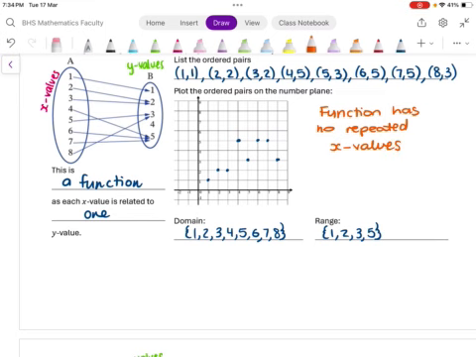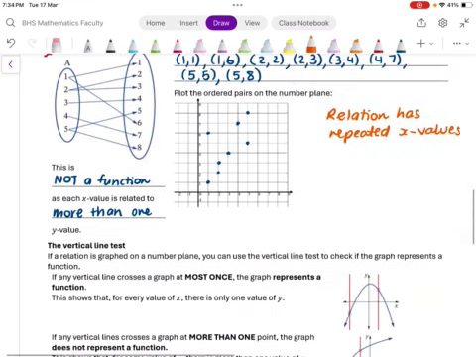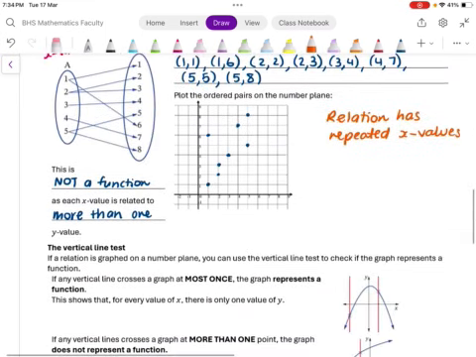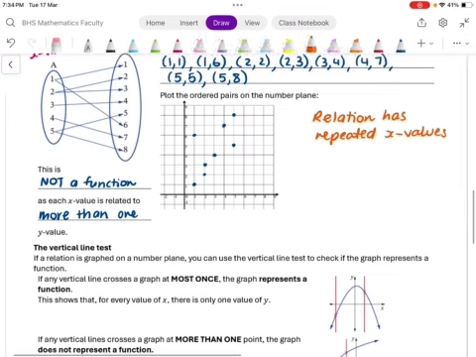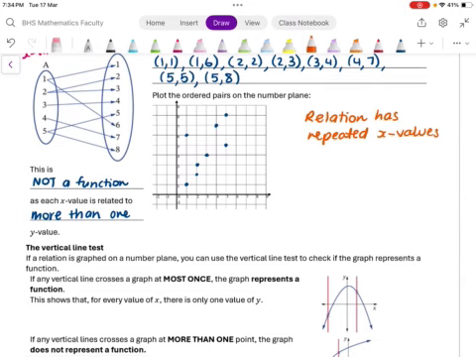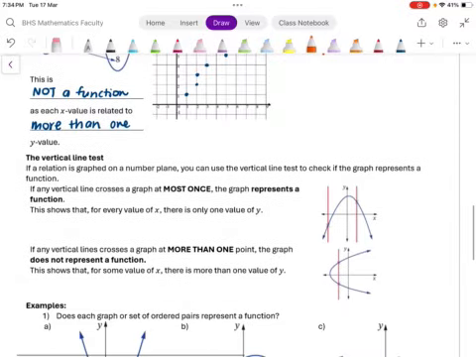That is the difference between a function and a relation. All functions are relations, but not all relations are functions. Confusing, I know. Okay, so a test we can do to check if a graph represents a function is our vertical line test.